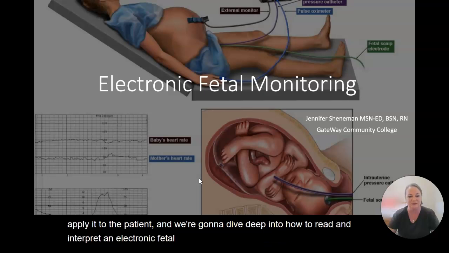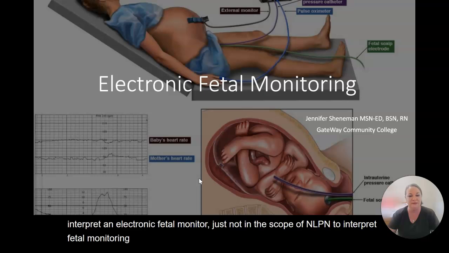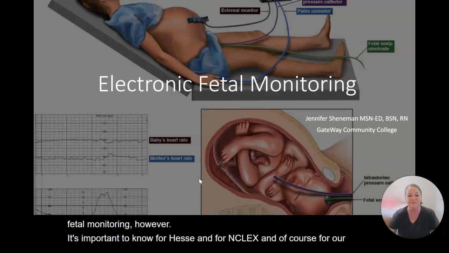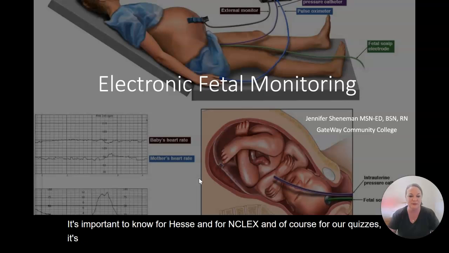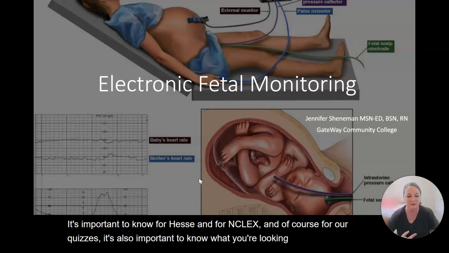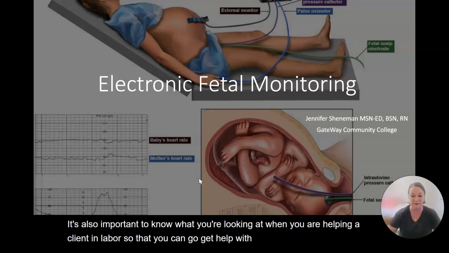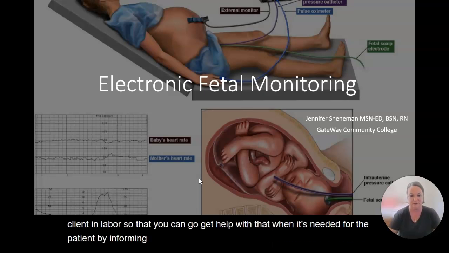It is not in the scope of an LPN to interpret fetal monitoring. However, it's important to know for HESI and for NCLEX, and of course for our quizzes. It's also important to know what you're looking at when you are helping a client in labor, so that you can go get help when it's needed for the patient by informing either the RN or the provider available.